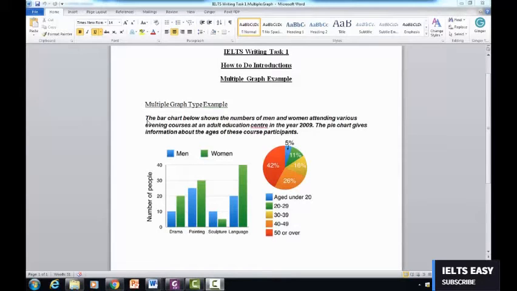Even more so, students that don't understand English very well just copy this information right here. That's what students do who don't know English. They just copy that information, and that's why they get low scores, scores of 4 or 5. You have to show English ability.